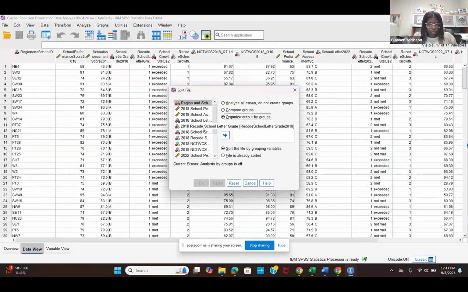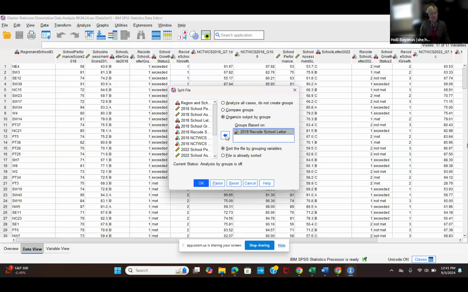What I want to know is, because I did not have the performance score and the assessment score in before, do I need to also code by growth or just do the school letter grade? It depends on what you proposed. Well, the question talks about high performing versus low performing, and to be deemed a low performing school, technically it's your letter grade along with whether you exceeded growth, met, or did not meet growth. So it's the combination technically.